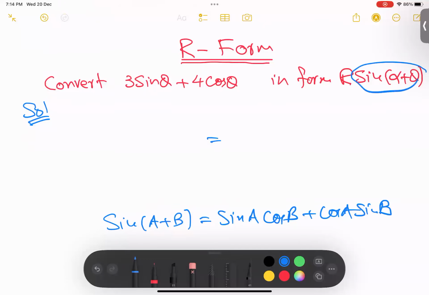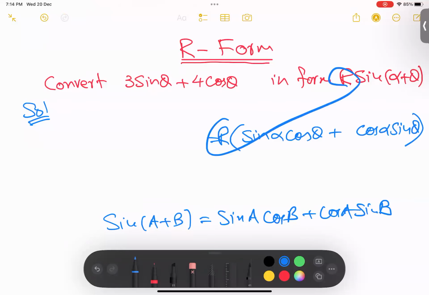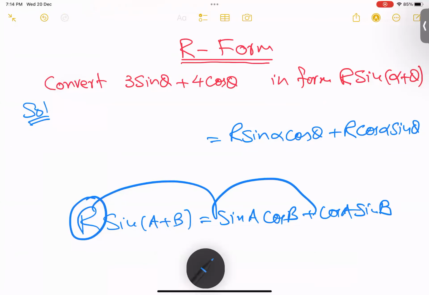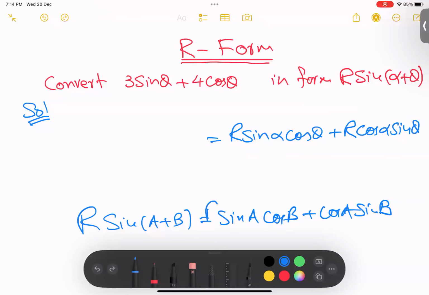When I apply the fundamental law of sine, what do I get? Sine alpha cos theta, then the same sign, cos alpha sine theta, and outside we have a capital R. I believe this is nothing hard so far. If I open the bracket, R multiplies here and here, because R is outside, so R will come here and here. I believe you understood how I got this whole expression.